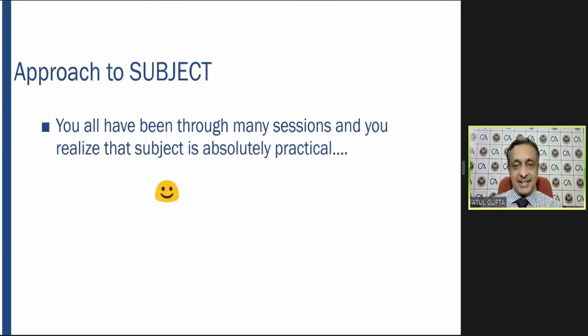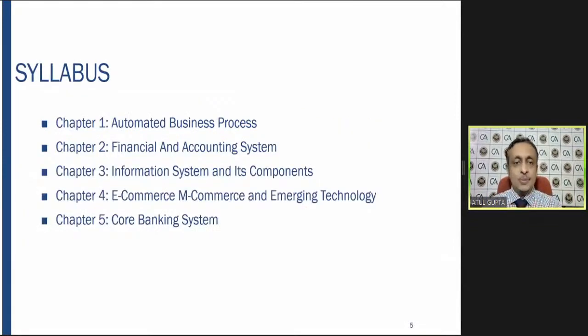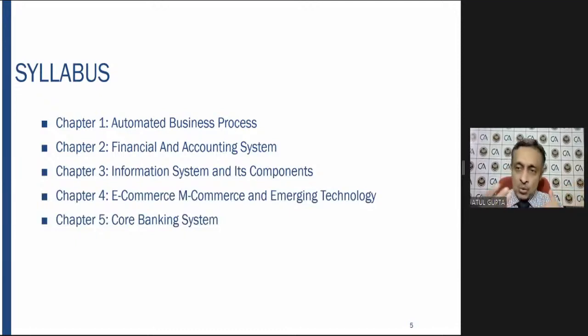So let us continue. Now, this is the whole syllabus. You have 5 chapters: automated business process, financial and accounting system, information system and its component, e-commerce, m-commerce and emerging technologies, and chapter 5 that is on core banking system. So all these chapters are interlinked. They are linked to each other. A topic in one chapter relates to something in another chapter. So I'll try to ensure that you learn those links in the module also. Those references have been created. So kindly understand that what you are reading is the whole subject that has these 5 chapters.